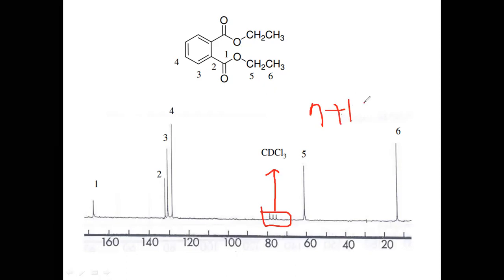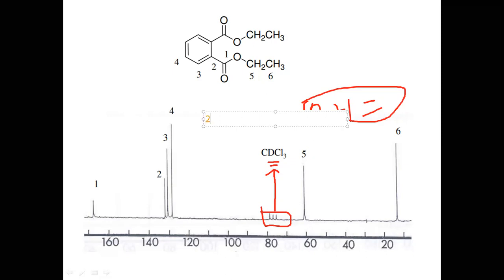But how many should come from the N plus 1 rule? Here is there a proton or not? No, there is no proton, there is a deuterium. Sir, if we convert deuterium, then it becomes three, no? So how do we do that? The rule is, as I said to you in the beginning, the principle of carbon 13 is exactly similar to that of proton NMR. So what is the rule?